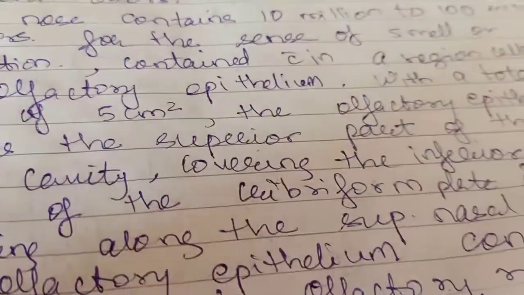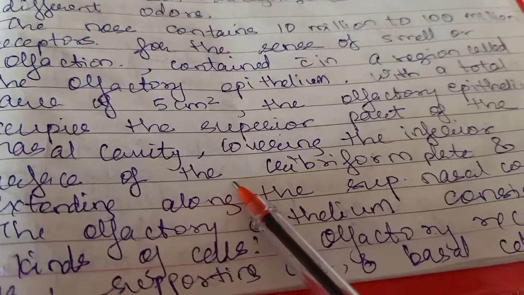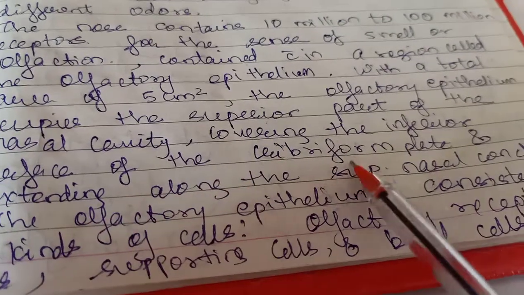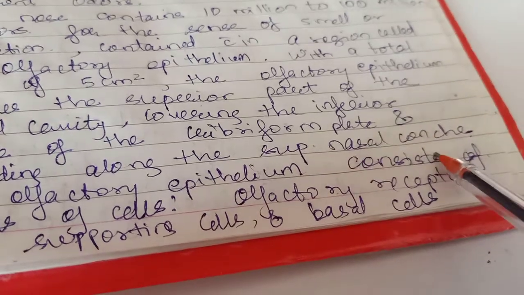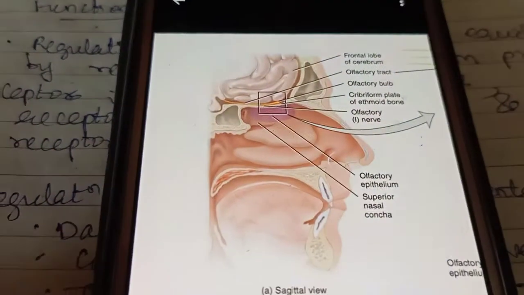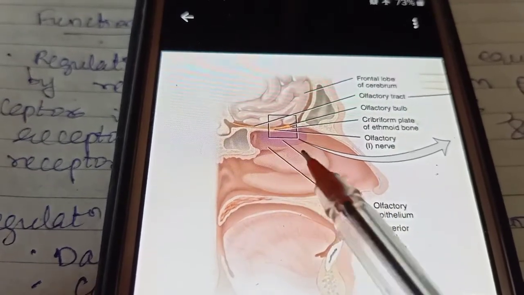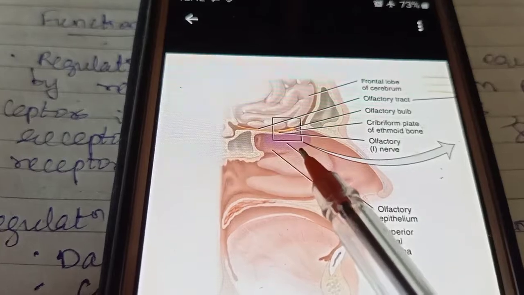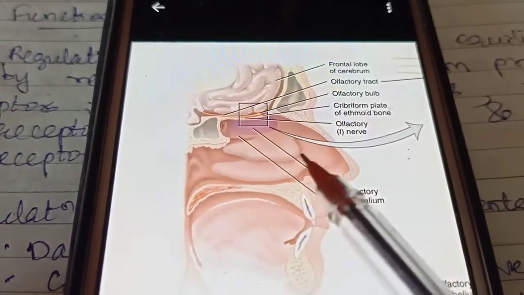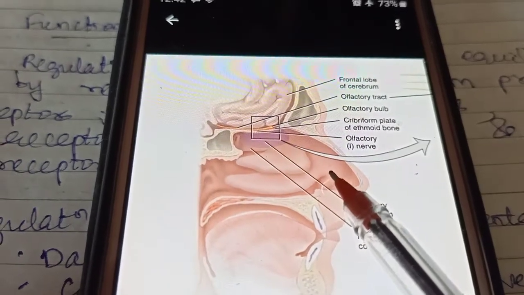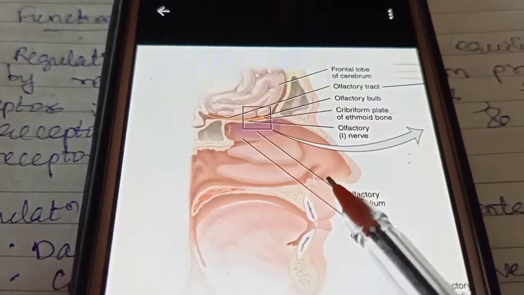The olfactory epithelium occupies the superior part of the nasal cavity, covering the inferior surface of the cribriform plate and extending along the superior nasal concha. So where is the location of the olfactory epithelium? The total area of the olfactory epithelium is 5 square centimeters, and it occupies the superior part of the nasal cavity. This is the nasal cavity, these are the lips, and these are the nostrils.